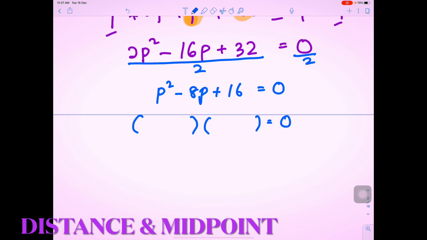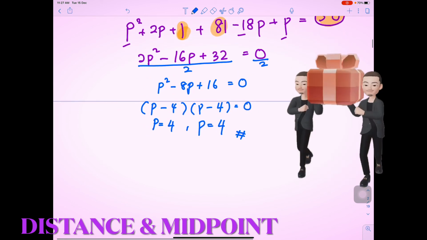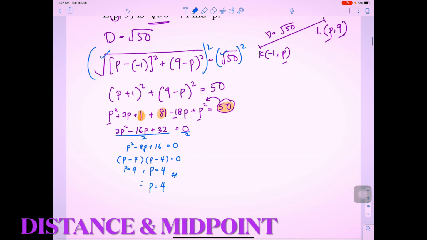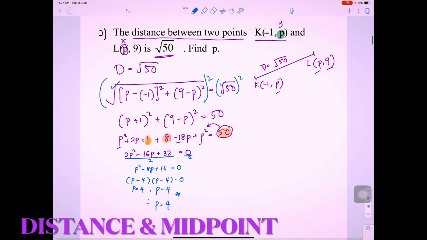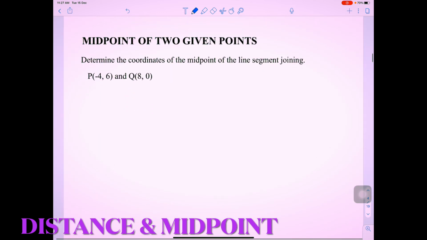And we factorize. Using the app in your calculator, you get the value of p equals 4 and 4. So (p minus 4)(p minus 4), and this is the value of p. Therefore p equals 4. So this is how we use the formula to find the value of p. Now let's look at the midpoint of two given points.